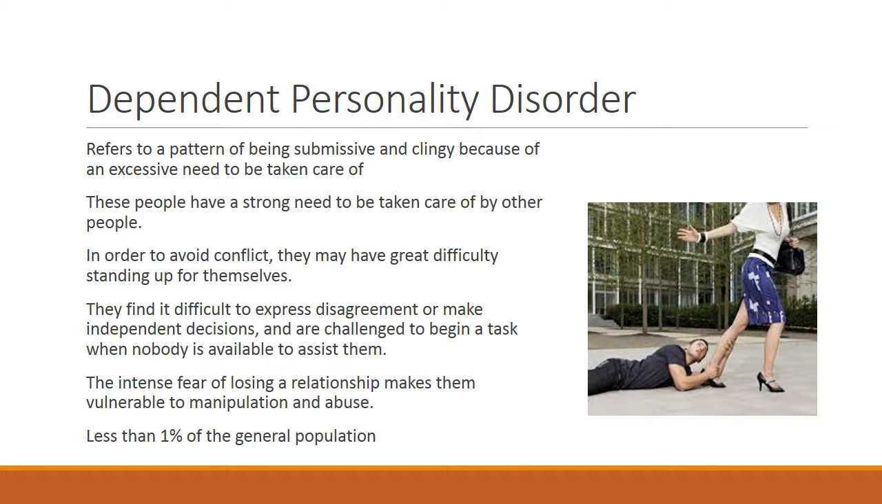Then we have dependent personality disorder, and this refers to a pattern of being submissive, clingy, because they want to be taken care of. They want somebody to just take care of everything in their lives. They want to avoid conflict, so they don't stand up for themselves. They don't ever disagree or make independent decisions, and are challenged to begin a task when nobody is available to assist them. They have an intense fear of losing a relationship, and it makes them vulnerable to people who are willing to abuse and manipulate them.